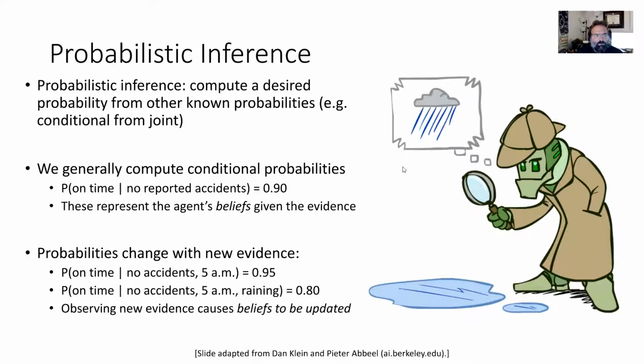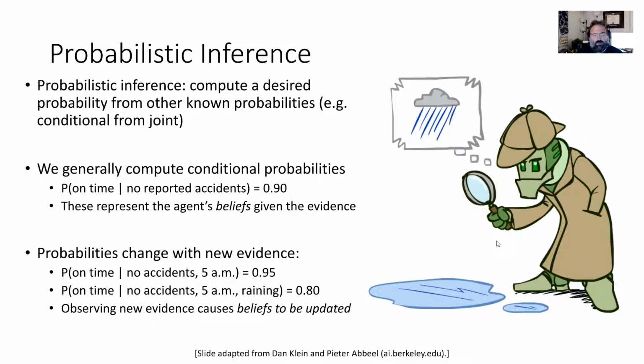Basically, you compute a desired probability from known probabilities. So for example, from a joint, you generally compute conditional probabilities. The probability of on time, given there are no reported accidents, is 0.09. It's based upon a belief given some evidence, right? And so in this scenario, when we talk about evidence, we're talking about these things that are being viewed as being part of the conditional probability. And so when you add additional evidence, it potentially changes the outcome.